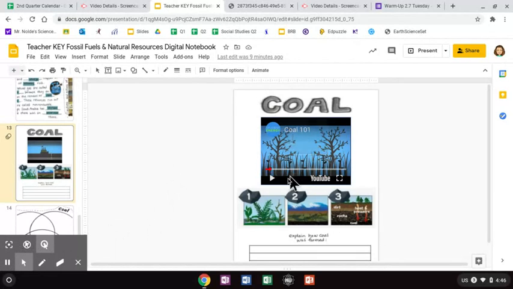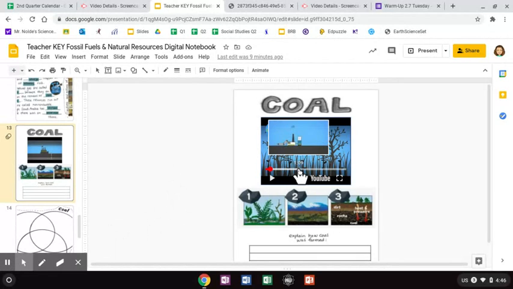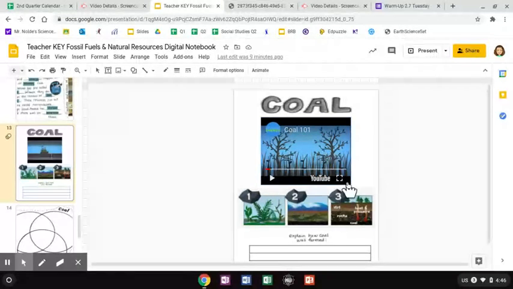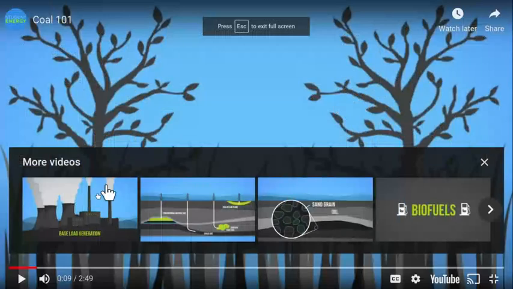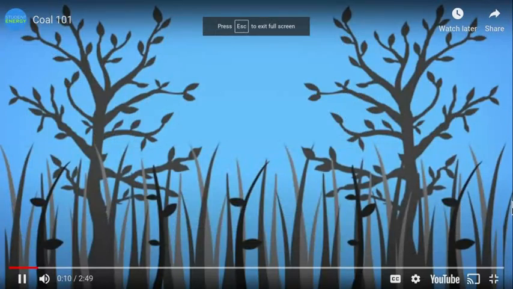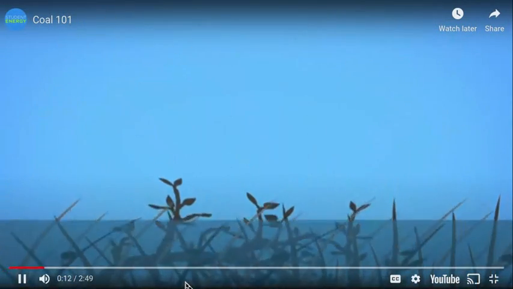Okay, what I really want you guys to focus on, I know that video gave you a whole lot of information, and a lot of it was really good background information for you to have on coal. But if you don't remember anything from this video, I want you to at least remember this part right here about the plants. Plants and trees died and fell into swamps.